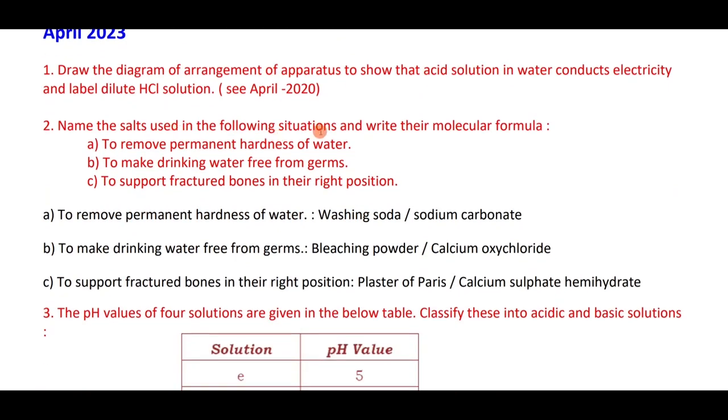Name the salts used in the following situations and write their molecular formula. To remove permanent hardness of water, we use washing soda, sodium carbonate. To make drinking water free from germs, it is bleaching powder, calcium oxychloride. To support fractured bones, it is plaster of Paris, calcium sulfate hemihydrate.